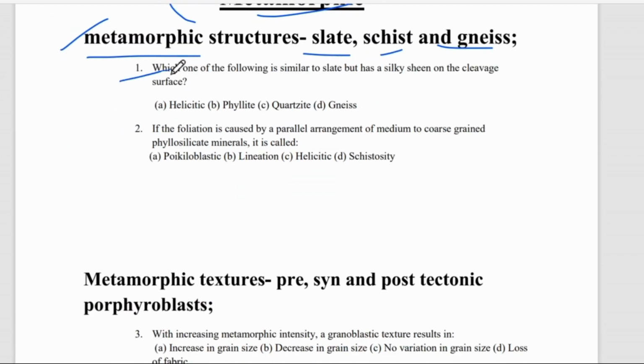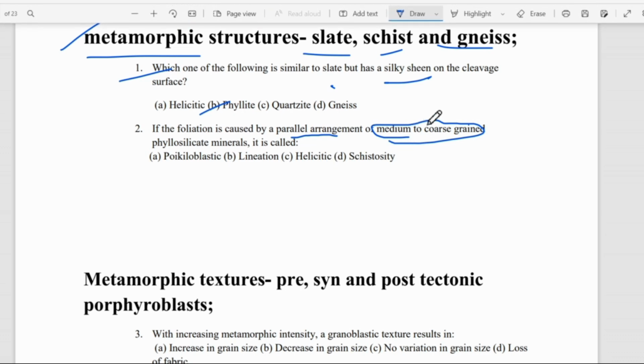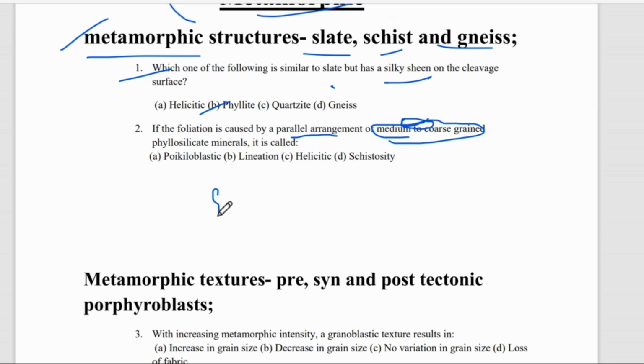Okay. Which one of the following is similar to slate but has a silky sheen? So it is phyllite. If the foliation is caused by the parallel alignment of medium to coarse, here you will see the terms. If they have written fine, okay, so first it will be shale, it will get metamorphosed into slate, phyllite, schist, and gneiss.